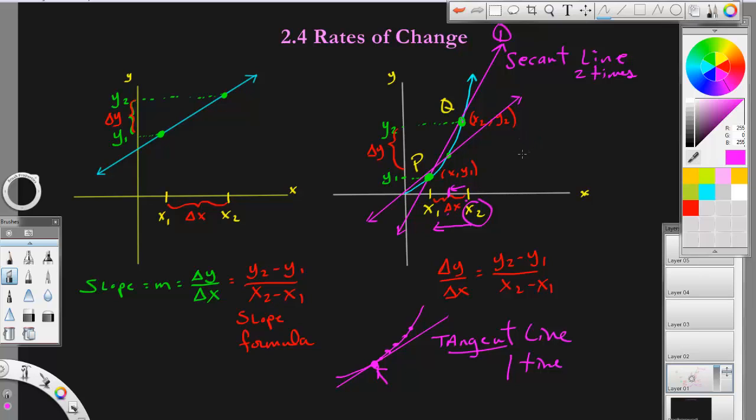Now there's lots of problems we'll do first with secant lines, and then we'll take limits of it, and then we'll start doing tangent lines. And I think that's a good place to stop for this one.